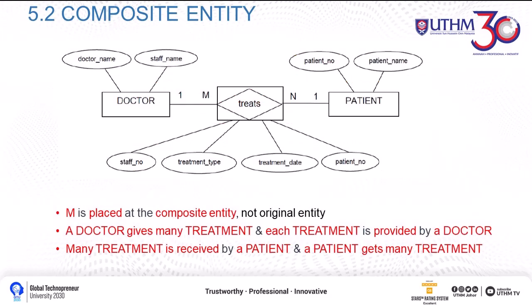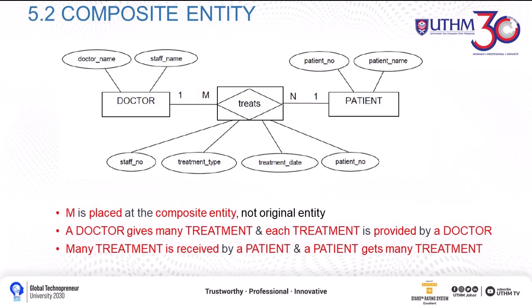The many-to-many relationship is broken into two: the one-to-many relationship between doctor and treatment, and the many-to-one relationship between treatment and patient. A diamond symbol inside a rectangle represents the composite entity. Observe the arrangement of one-to-many and many-to-one between doctor, treatment, and patient. The M relationship is placed at the composite entity, not the original entity.